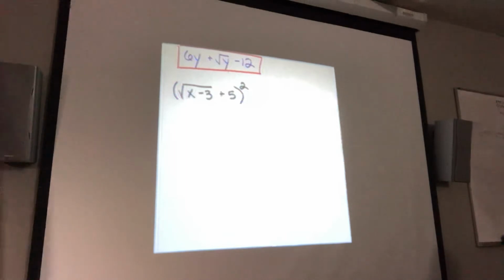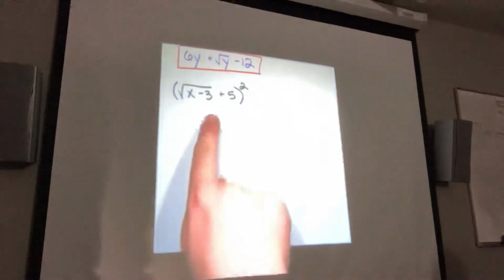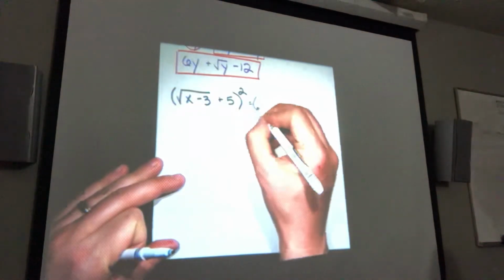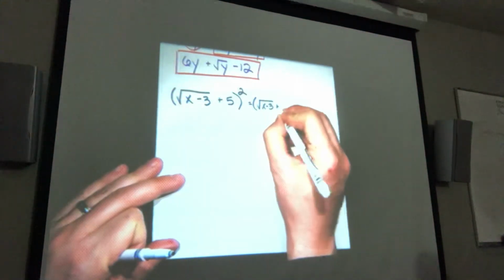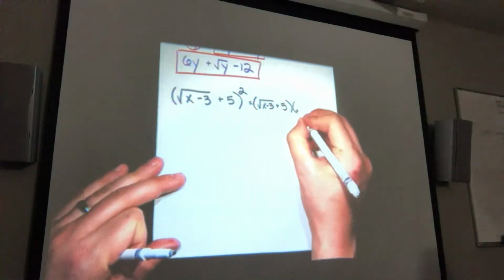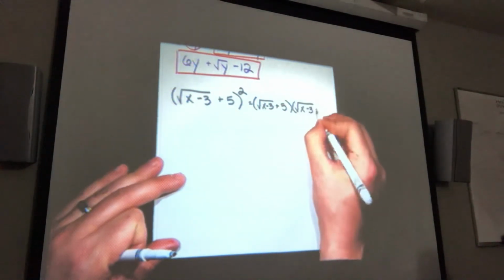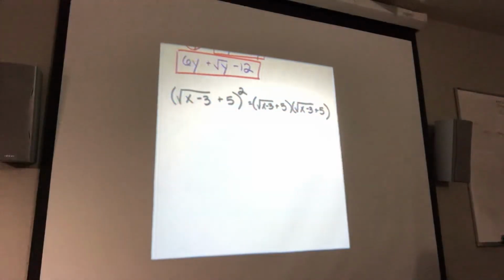What do we do? Distribute the exponent. Well, yeah, but first of all, what does it mean when something's squared? When anything is squared, what does that mean? I'm not asking for a super high level answer here. It's times itself. So what this is actually telling me to do is the square root of x minus 3 plus 5 times the square root of x minus 3 plus 5. That's what I'm actually asking you to do.